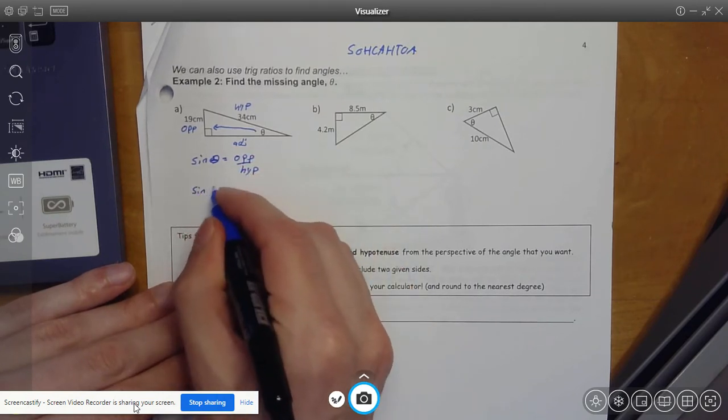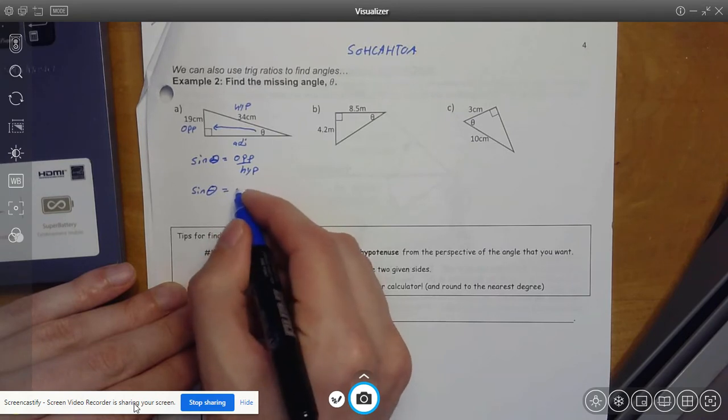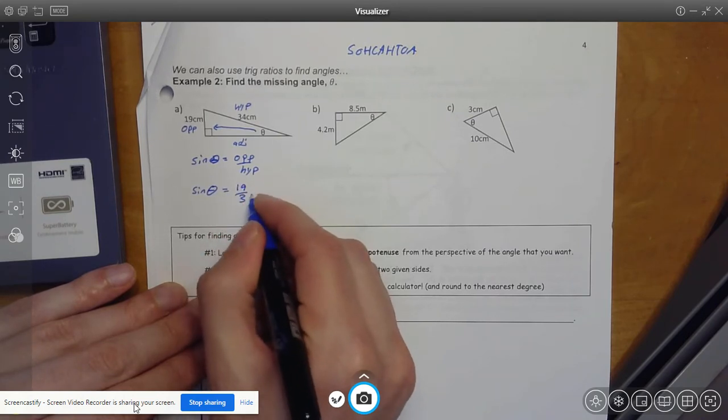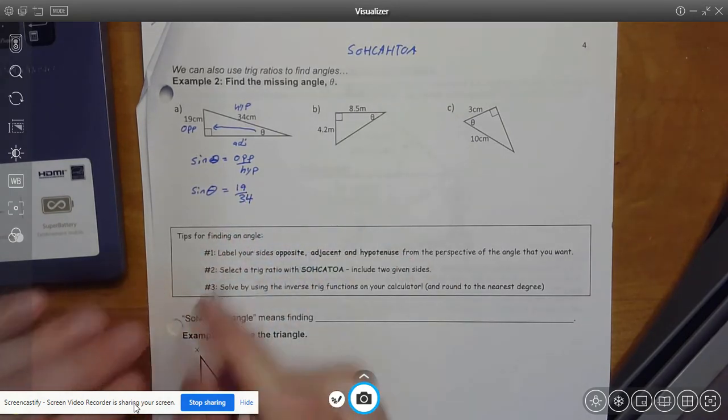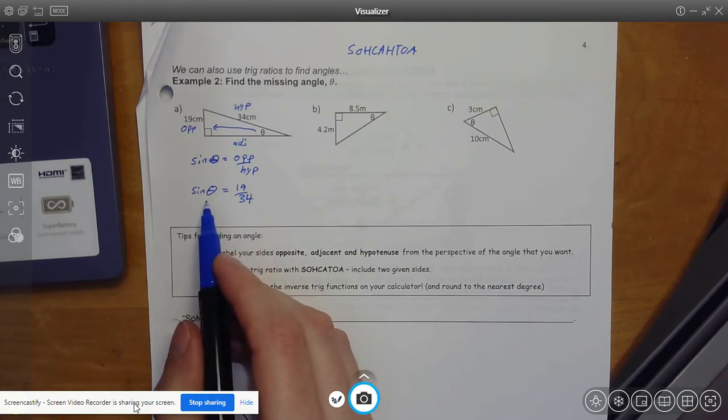Okay, I don't know theta. That's what I want to find out in this question. But this time I do know both sides. So it's 19 divided by 34. Okay, how do I find theta? How do I get theta by itself?